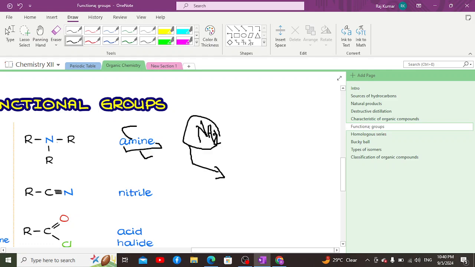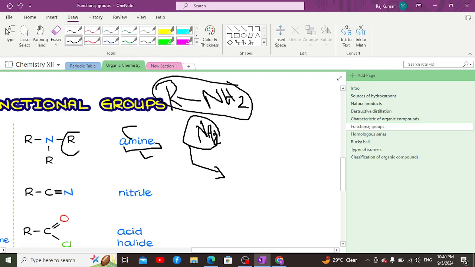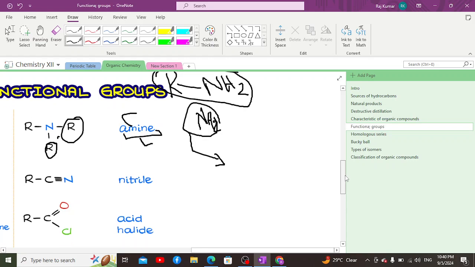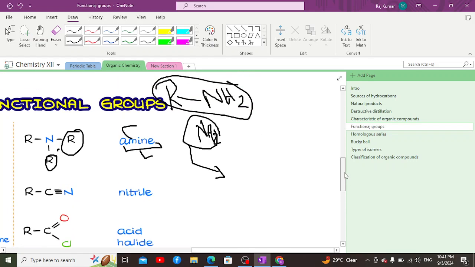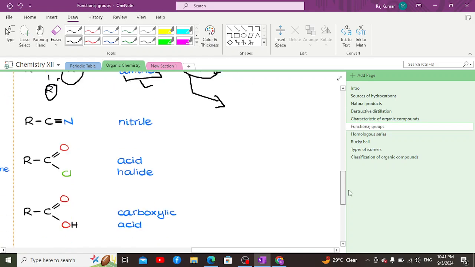Amine group has basically got nitrogen and two hydrogen atoms bonded to it, and an alkyl radical group bonded to it. This is what we call the basic structure of amine group. In this diagram, we have represented hydrogen atoms by R. So these two R's basically represent the hydrogen atoms, and one R represents the alkyl radical.